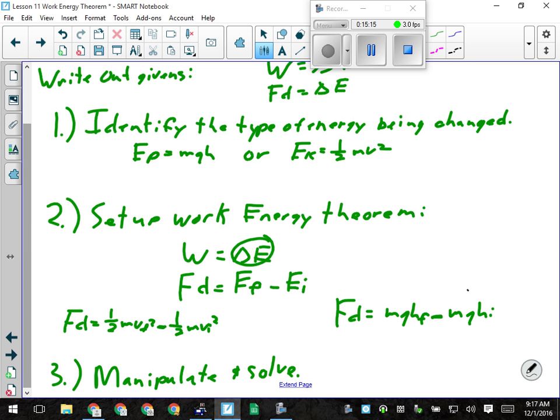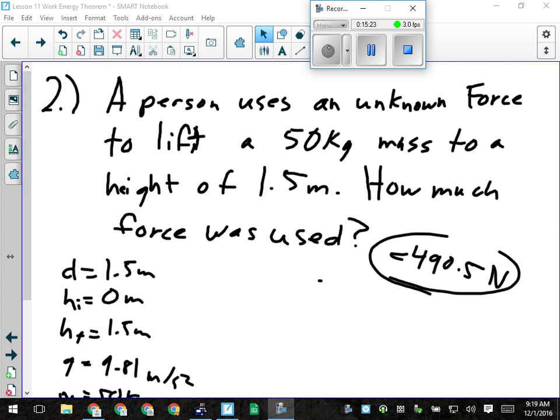There really aren't that many steps, but some of the steps involve you really having to read through the question carefully and get what you need from it. So give this one a try, guys. We got a person who uses an unknown force to lift a 50-kilogram mass to a height of 1.5 meters. How much force was used? Guys, it doesn't actually ever say anywhere outright that it was lifted off the ground, but where is height always measured from? The ground.